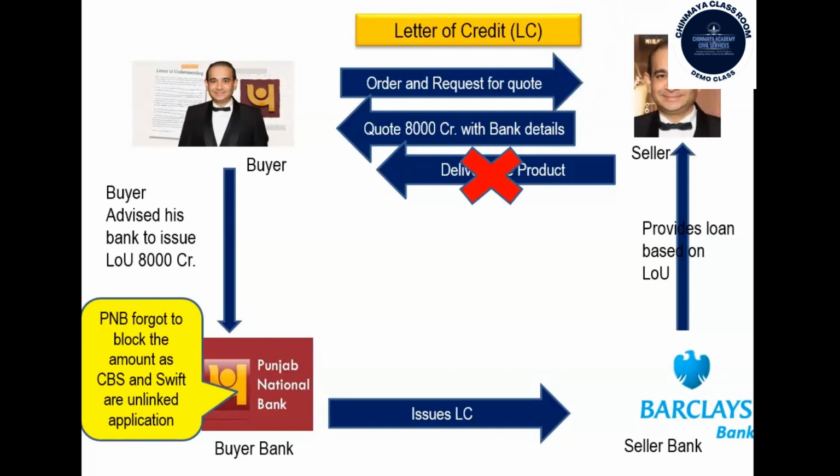So see how intelligent they are. They understood how Swift works, how CBS works. There is a gap between both in Punjab National Bank, and using that one method, they took it in crores.